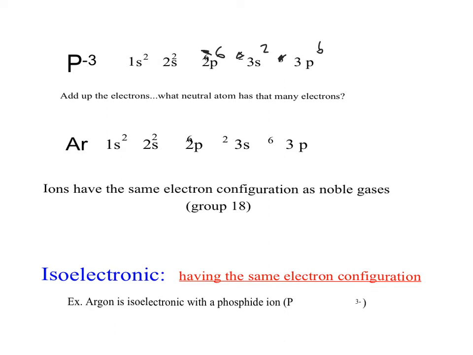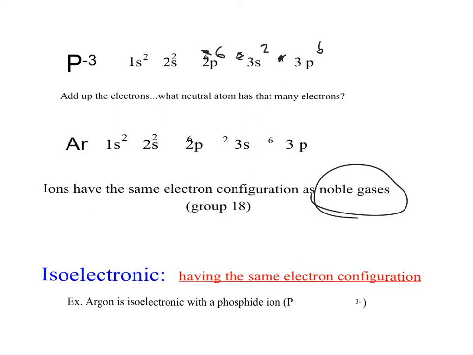There we go. Now, we know this ion has 18 electrons, but there's also an atom that has 18 electrons. Argon has the exact same electron configuration because it has the exact same number of electrons. In fact, all ions are going to have the exact same electron configuration as one of your noble gases, so one of those group 18 elements.